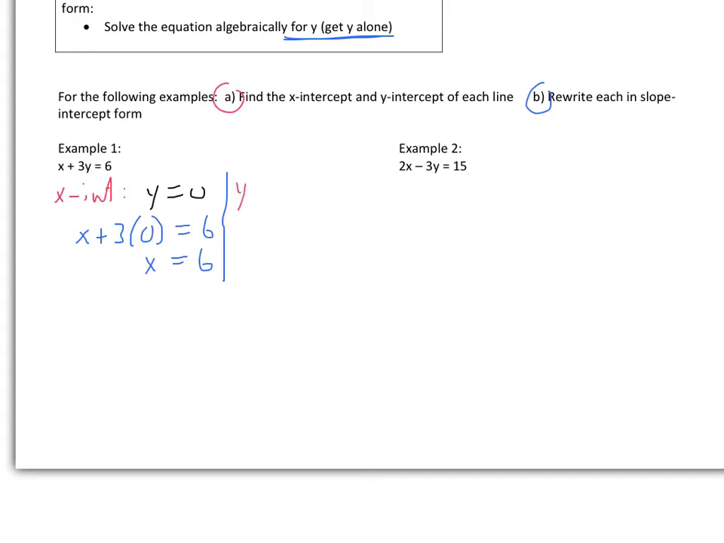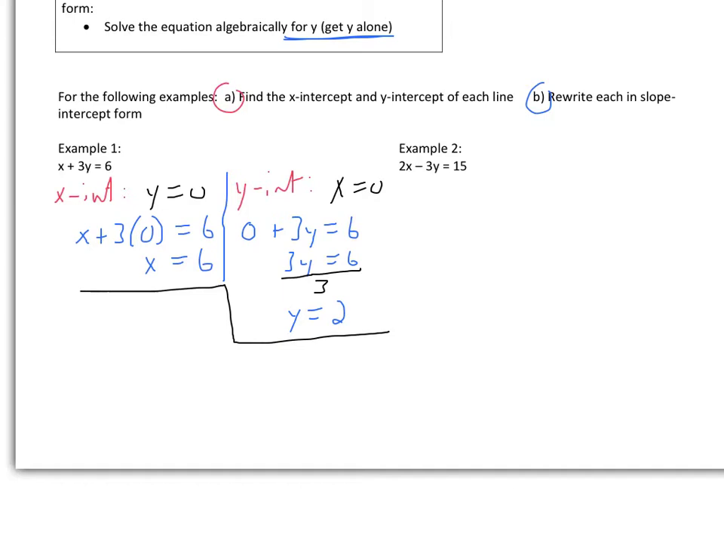The y-intercept is when you plug 0 in for x instead of y. That would give you in that equation 0 plus 3y equals 6. Again, the 0 means nothing, so we just have 3y equals 6. We solve that for y by dividing both sides by 3, and y equals 2. And that is the y-intercept.